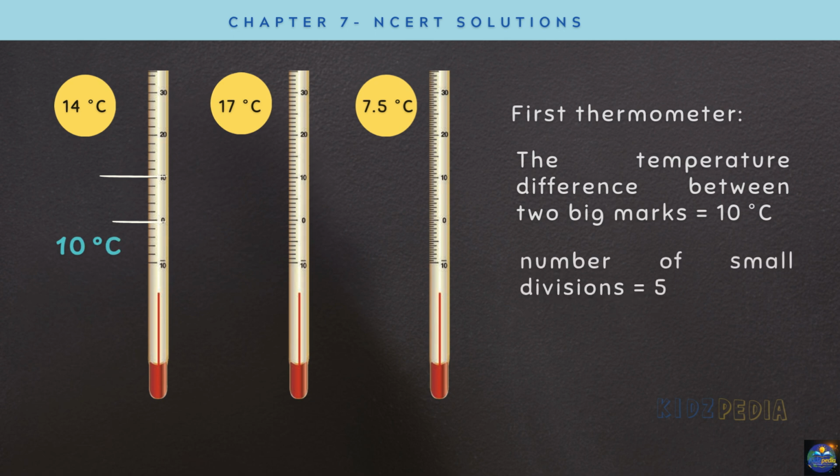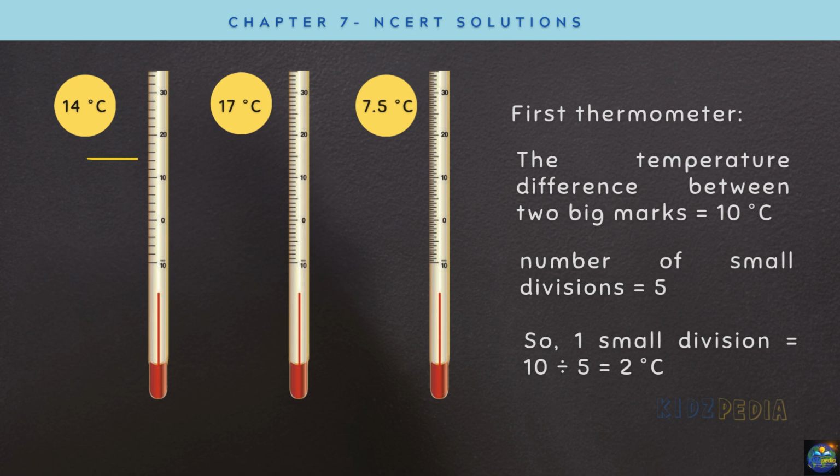Number of small divisions is 5. So, one small division is equal to 10 divided by 5, which is equal to 2 degrees Celsius. So, one small division is equal to 2 degrees Celsius. So, color the column up to 14 degrees Celsius like this.